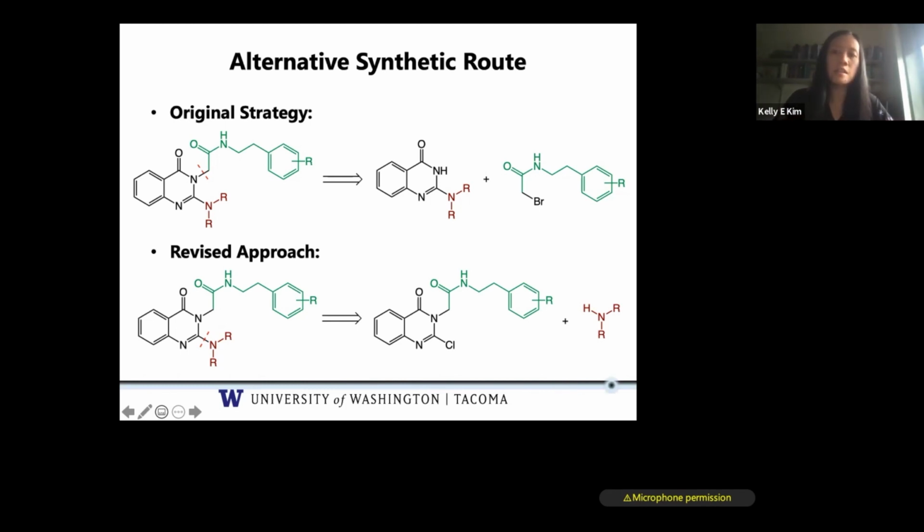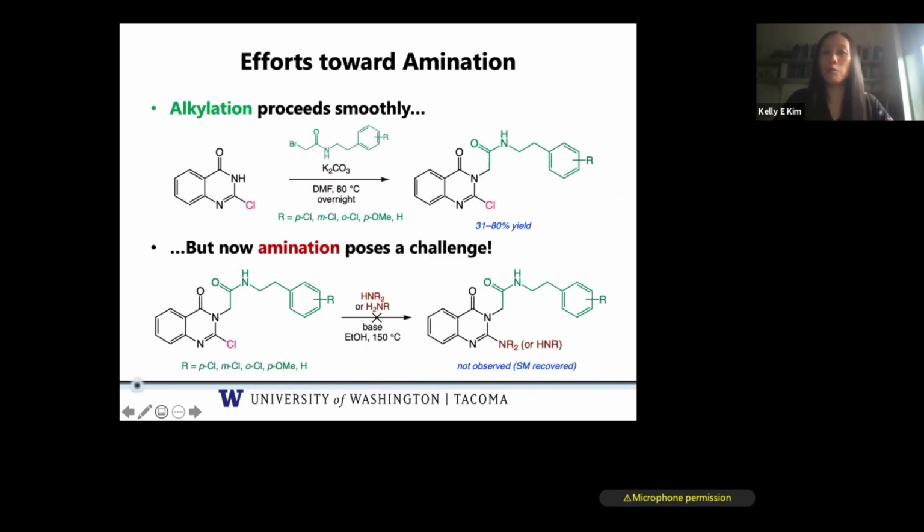And in fact, this did turn out to be the case, in that the alkylation with all of our different bromoamides that we had created proceeds quite smoothly on our chlorinated scaffold. However, very interestingly, now that we've put on this big amide group, we now no longer can do that previously well-behaved amination. We just get back the starting material, which indicates to us that there's something about the starting material that is causing it to not be reactive.